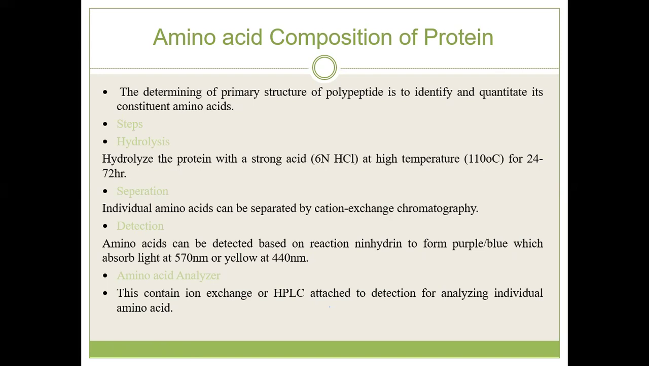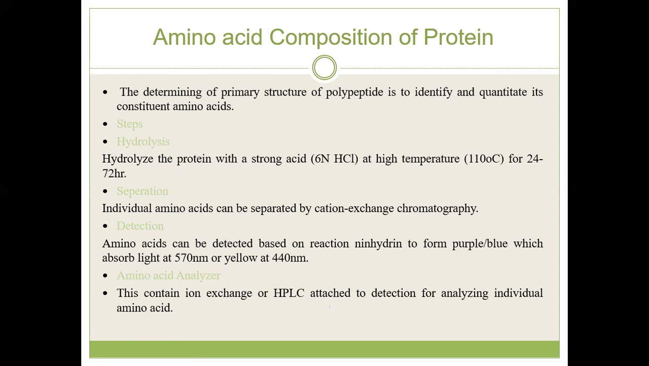What do you do? The next thing now is to use chromatography to separate them. The most common one you can use is cation exchange chromatography, a form of ion exchange chromatography. So you separate them based on the charge. When you separate them based on the charge, you have each amino acid eluting, coming out of the column individually. So each amino acid coming out, you can collect it. You can use spectrophotometry to detect it.